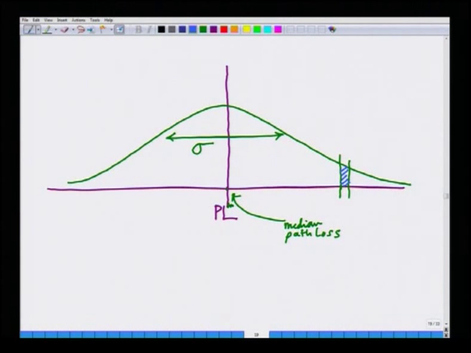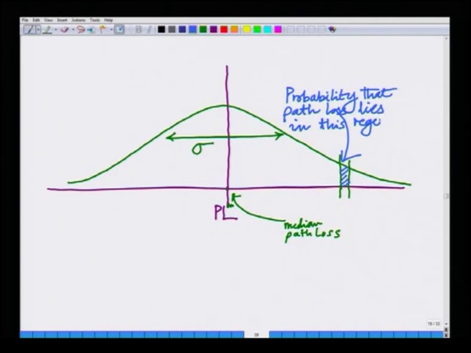Further, this is nothing but the probability that the path loss lies in this neighborhood, that is, the probability that the path loss lies in this region, in the small interval.